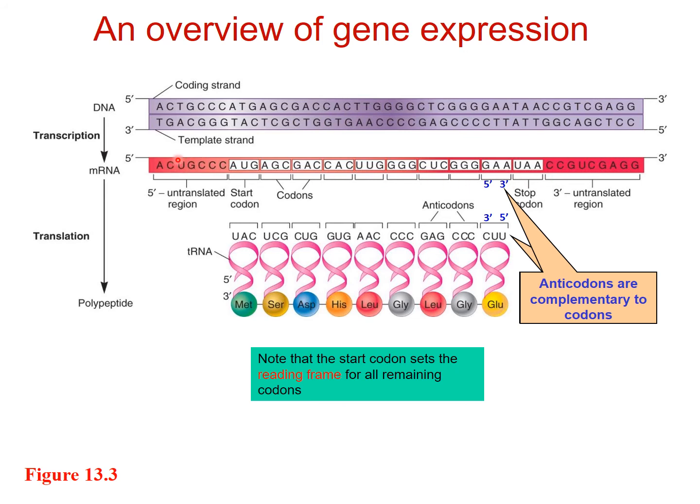There's some region that doesn't get translated, the 5' untranslated region. We've talked about those. You can have the same thing happen at the 3' end. These are portions that are either, in this case, on the 5' end before the start codon or after the stop codon on the 3' end. And then we have our reading frame here with codons that will be used to make the protein, make the polypeptide.